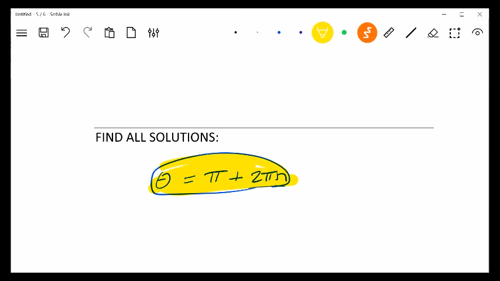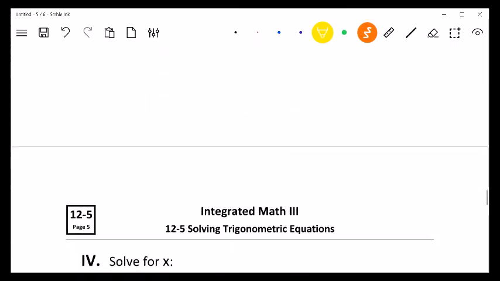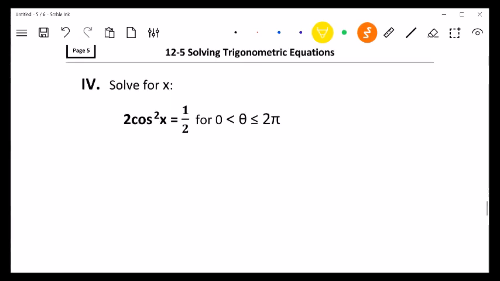Let's go to page 5. So here's another different one. Now we have a coefficient, we have a square, equals 1/2. First thing we can do, I can see we have that 2. Let's divide both sides by 2, or multiply by the reciprocal of it. So what I'm going to do here is I'll multiply by the reciprocal.